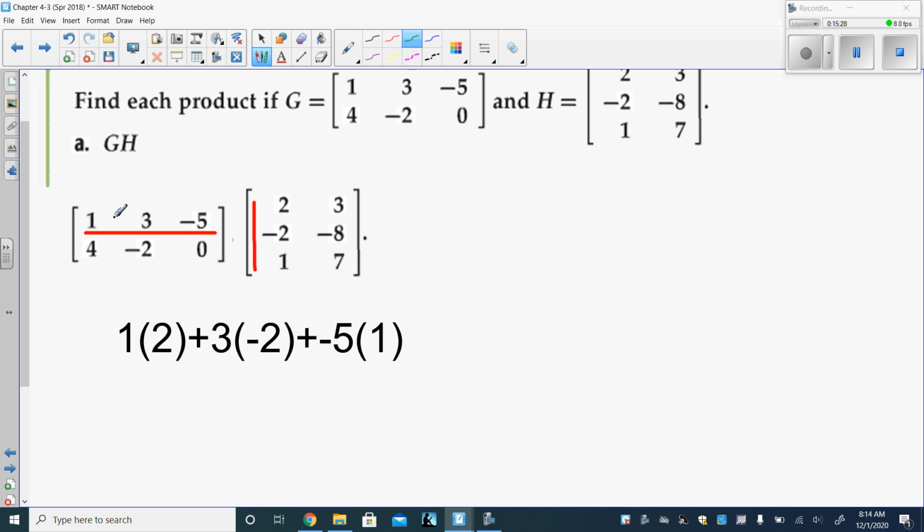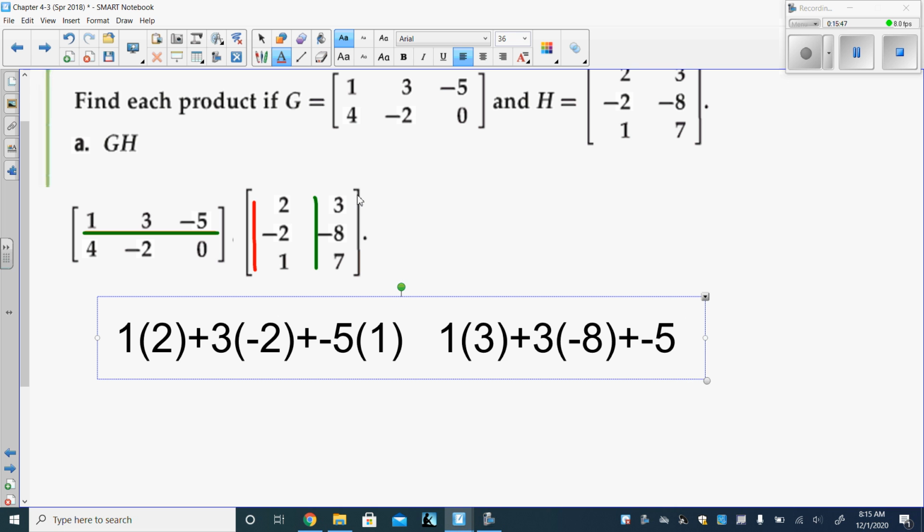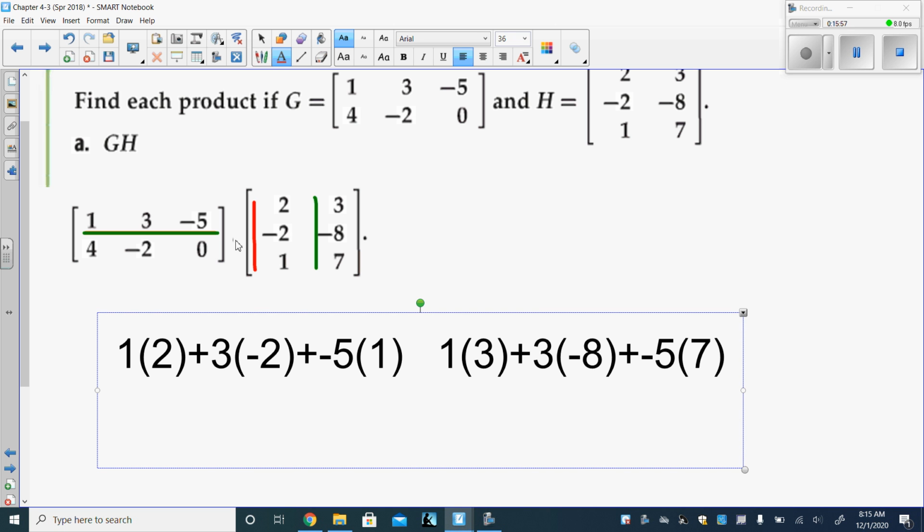Now we're going to do it again. We're going to go over and down. So we'll start off with 1 times 3 plus 3 times negative 8 plus negative 5 times 7. And that's it for the first row. We went over and down, then we went over and down, multiplying and adding those numbers together.